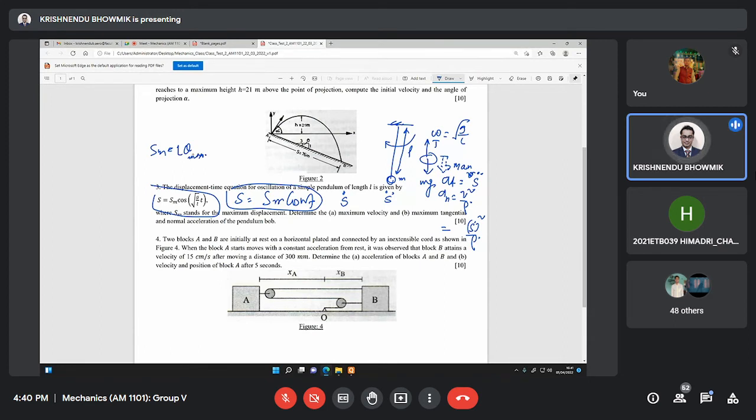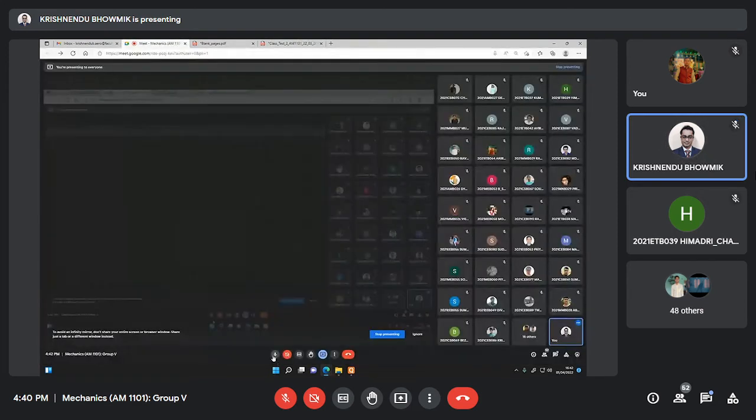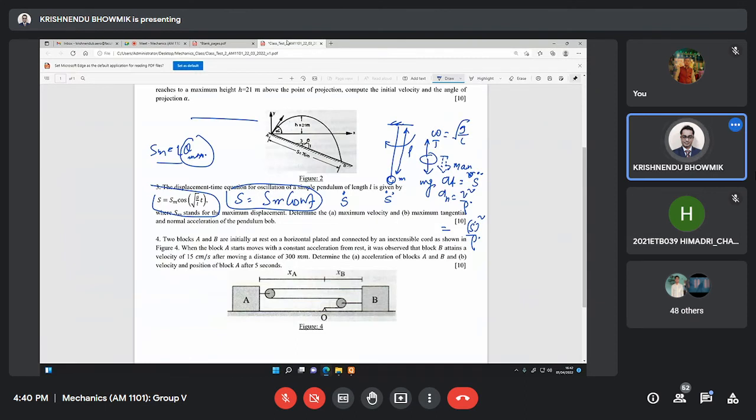No, no, that is valid only when theta is very small. S equal to R theta will not be valid, just a minute. S equal to R theta is not valid when theta is a higher value. Yes, sir. Okay, I will check it. I have not checked any answer. Any other questions do you have?